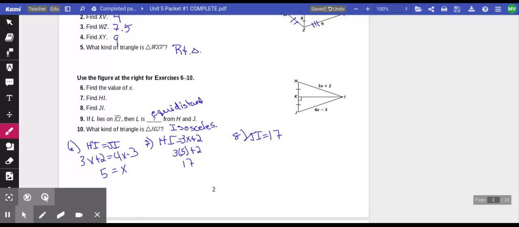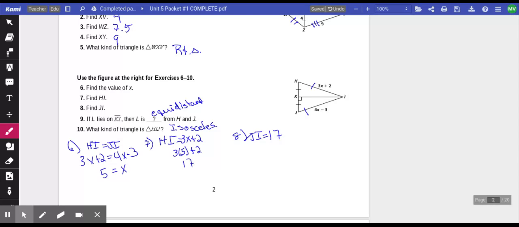Okay, so to find the value of x, I know that HI is equal to JI because I is on the perpendicular bisector of HJ. Therefore, any point is equidistant from the endpoints. So I solved that equation and I found x equals 5. Then to find HI, I substituted 5 into 3x plus 2, got 17. JI, as I said, is equal to HI, therefore it also equals 17.